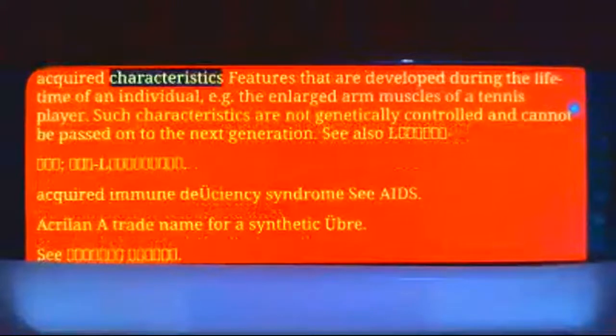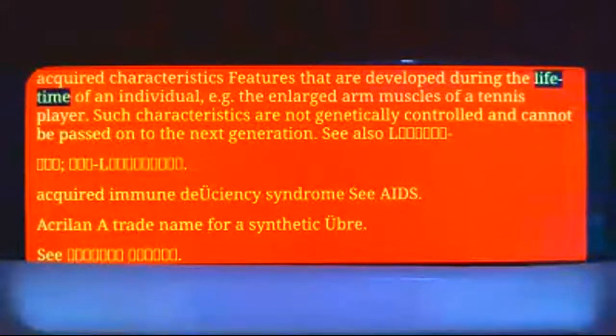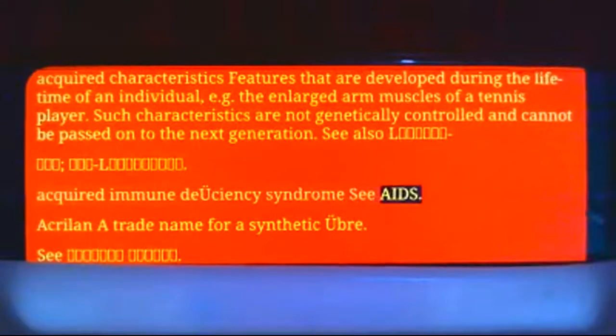Acquired characteristics: features that are developed during the lifetime of an individual, e.g. the enlarged arm muscles of a tennis player. Such characteristics are not genetically controlled and cannot be passed on to the next generation. See also Lamarckism. Acquired immune deficiency syndrome, see AIDS. Acrolein, a trade name for a synthetic oak.